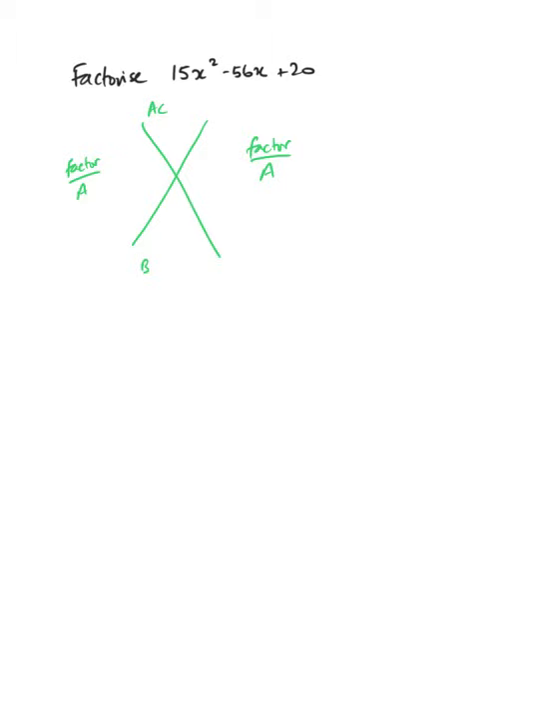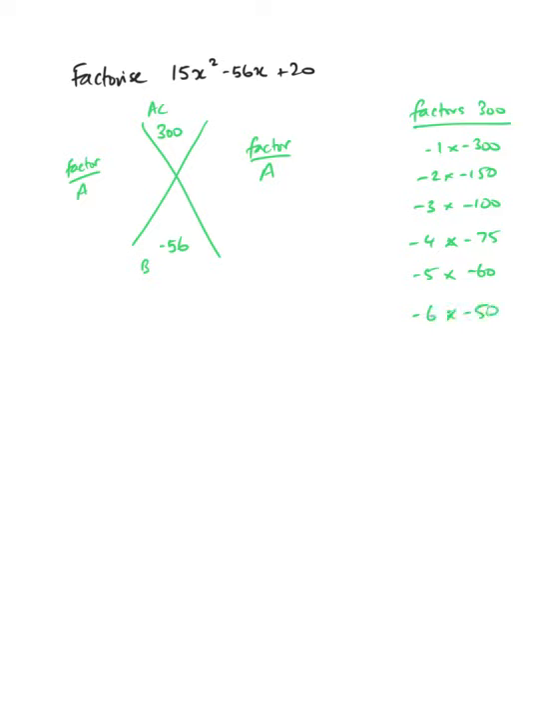So when I do ac this time, I'm going to get 300, and b is minus 56. So I need to find things that multiply to give me 300 and add to give me minus 56. So there's probably going to be some negatives involved. So factors of 300, I could have minus 1 times minus 300, minus 2 times minus 150, minus 3 times minus 100, minus 4 times minus 75. I could have minus 5 times minus 60, I could have minus 6 times minus 50, and I'm going to stop there because I'm noticing that minus 6 times minus 50 is plus 300, and minus 6 take away 50 is minus 56.